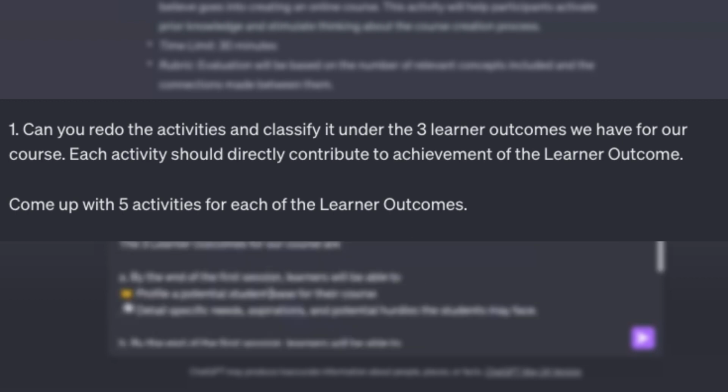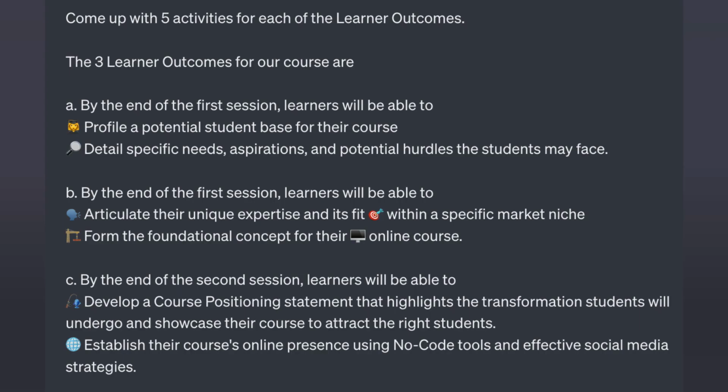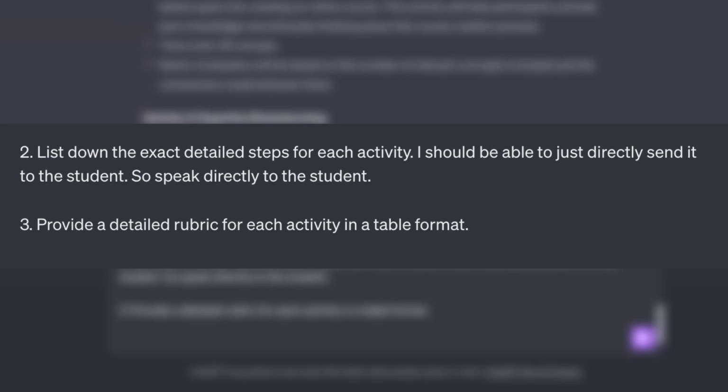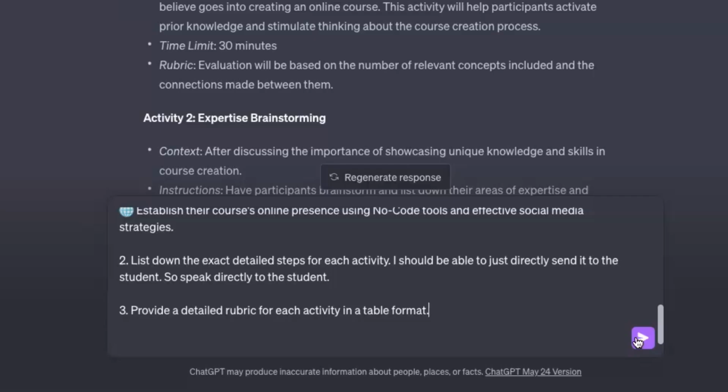So I mentioned that specifically, and I've given Emily the 3 learner outcomes that are part of our course. You can find it on our course website already. The second bit is making it clear to Emily that she has to list down the exact steps for each activity and making clear that I should be able to just directly send it to the student. Third, I've mentioned the point about rubrics in a table format. So let's see what Emily comes up with.